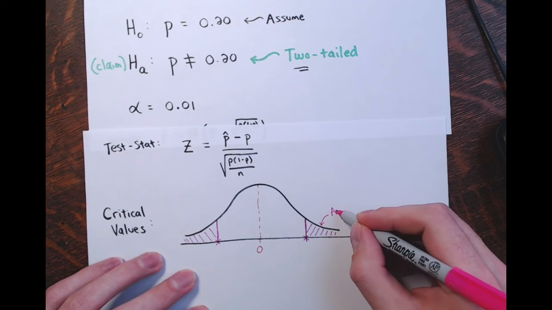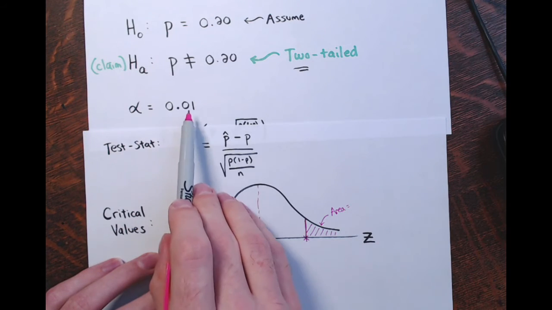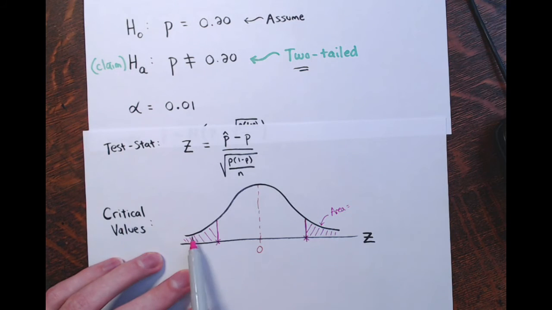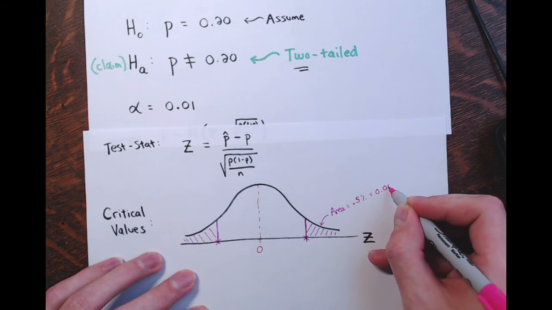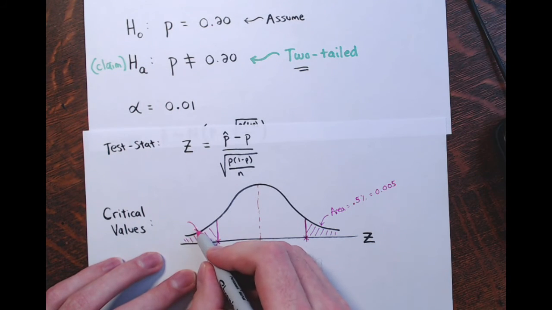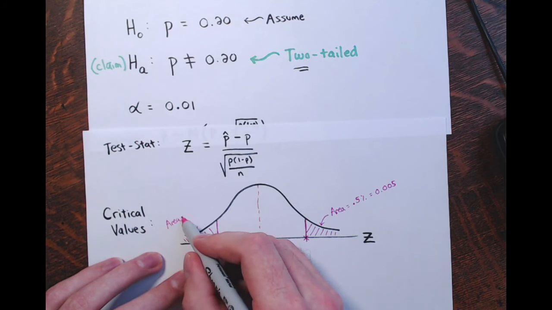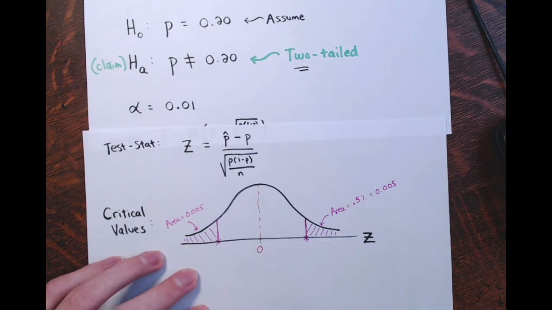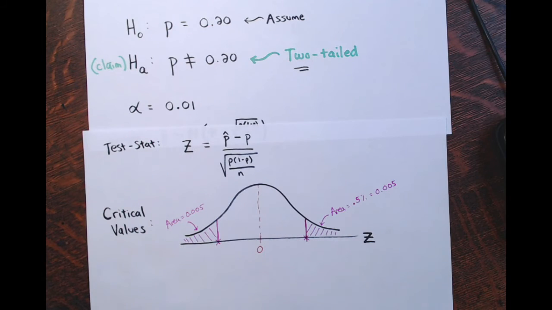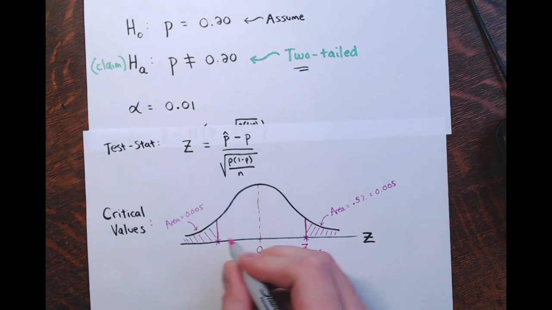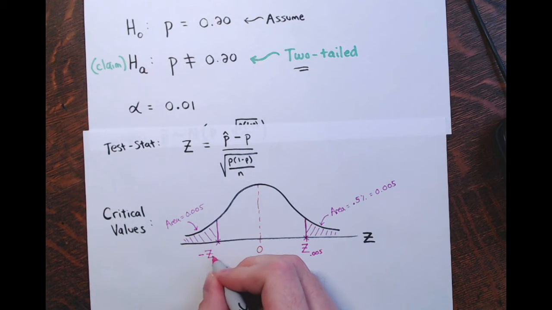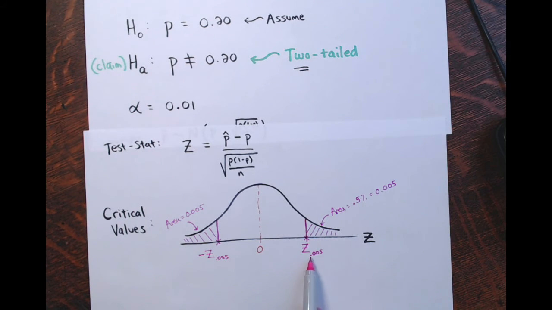So that means the area of this region is 0.5%. Alpha is 1%. So both of these have to be 0.5%, or 0.005. Same thing over here. I want the area over here to also be 0.5% under the curve. That way they total alpha. So the z-score I'm looking for is that z-score with a subscript of 0.005 and then its opposite, negative that score. And this can be found from the table.